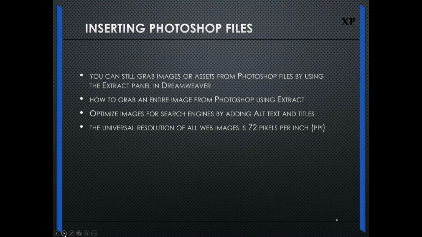This is something that's going to be a handy trick to know, even if you're not familiar with Photoshop or don't have it installed. You can also learn how to optimize images for search engines by adding alt text and titles. After you insert images, you want to see how the Element Display and Property inspector can be used interchangeably to enter the alt text and other metadata as well.